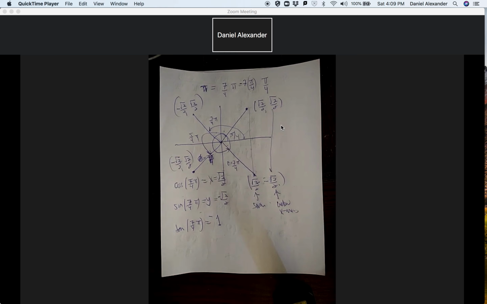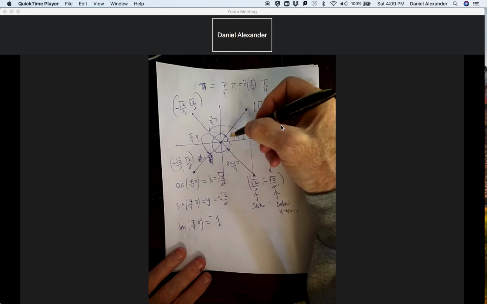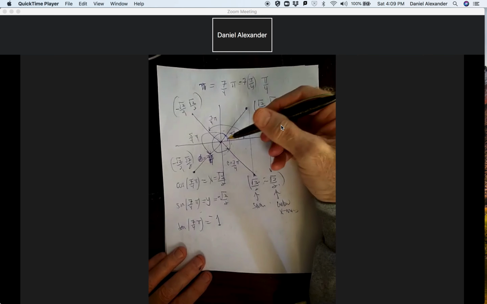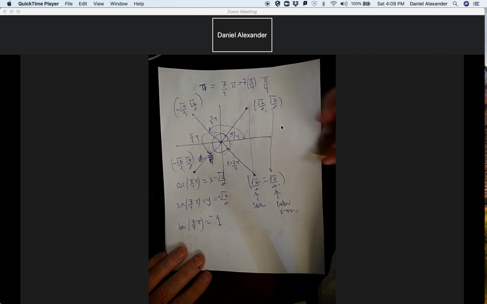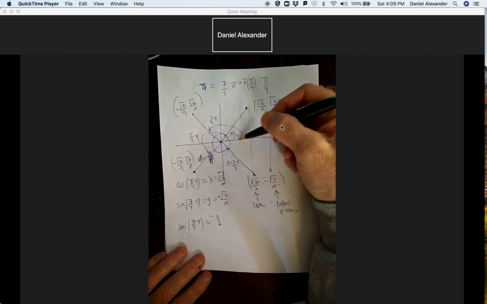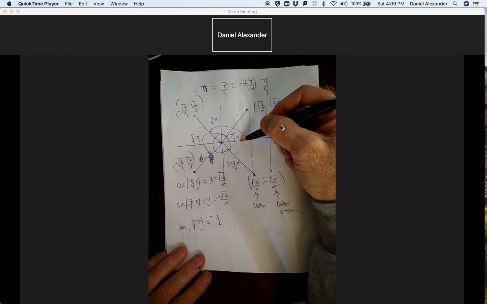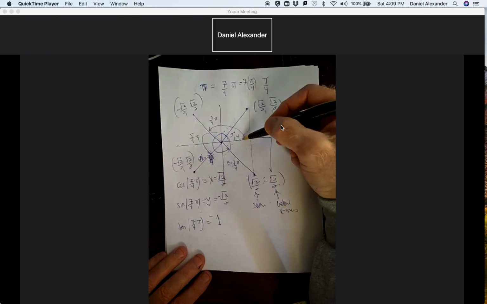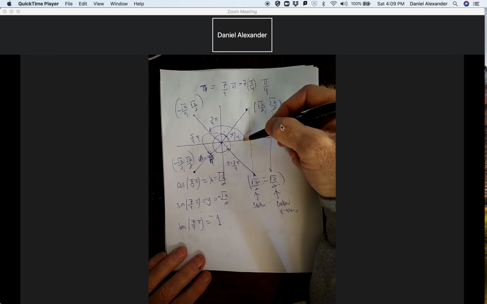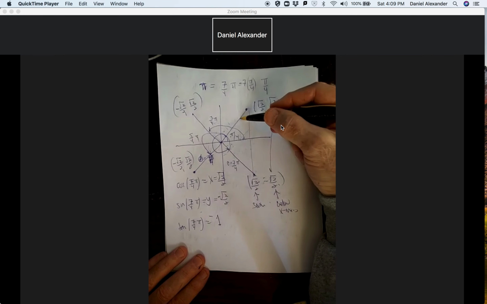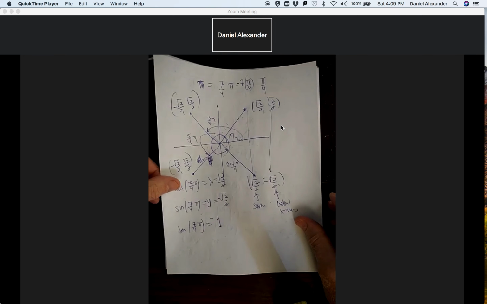Okay, so let's do 25 pi over 4. Now it's 25 around. So you could count 25, but you could also realize that there's 8 pi over 4s in a circle. So there's going to be 8 pi over 4. Go around again, that's 16 pi over 4. Go around one more time, that's 24 pi over 4. So 25 pi over 4 is going to be just one more pi over 4. I'm going to go draw that.